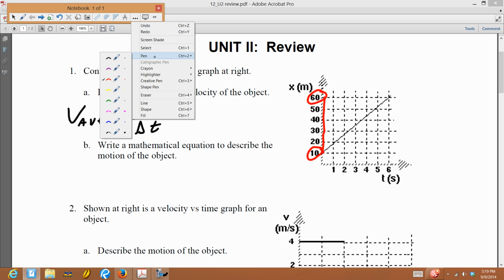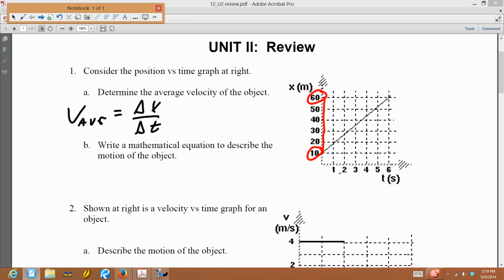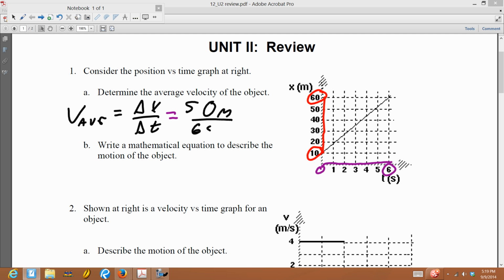The run on the graph would be from 0 seconds out to 6 seconds. So 6 minus 0 would be 6. So we divide here. Again, we get 50 meters divided by the 6 seconds, and that will give you 8.33 meters per second, I believe.